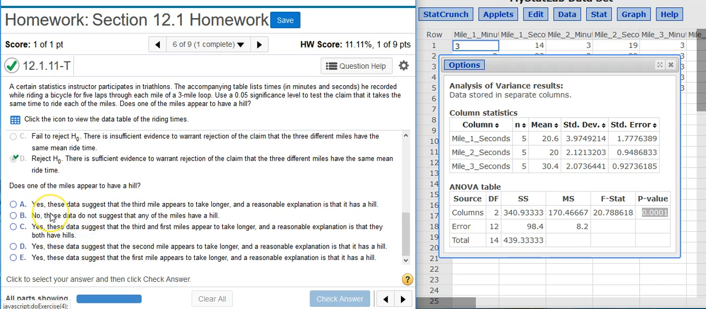So let's look at our options here. Yes, data suggests third mile appears to take longer, and a reasonable expectation is that it has a hill.